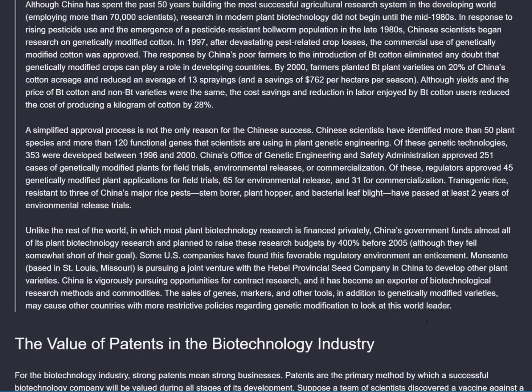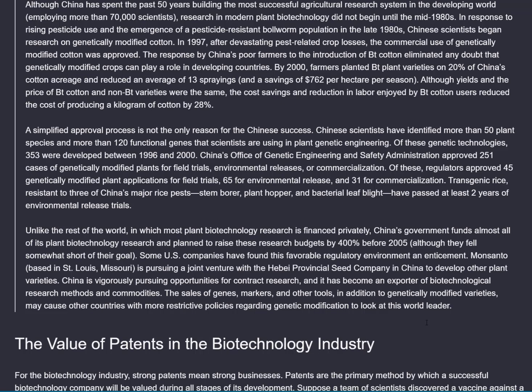Although China has spent the past 50 years building the most successful agricultural research system in the developing world, employing more than 70,000 scientists, research in modern plant biotechnology did not begin until the mid-1980s. In response to rising pesticide use and the emergence of a pesticide-resistant bollworm population in the late 1980s, Chinese scientists began research on genetically modified cotton. In 1997, after devastating pest-related crop losses, the commercial use of genetically modified cotton was approved.